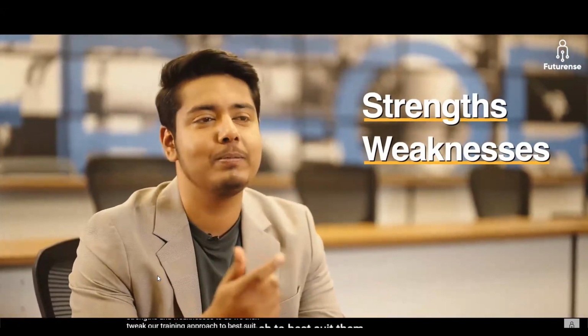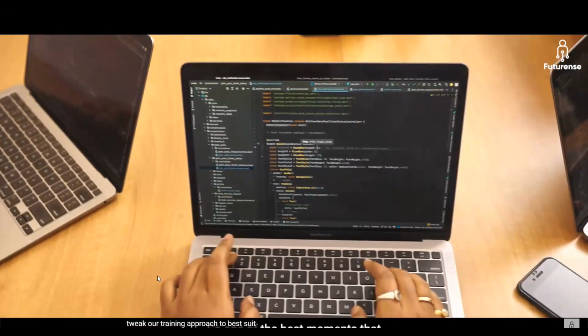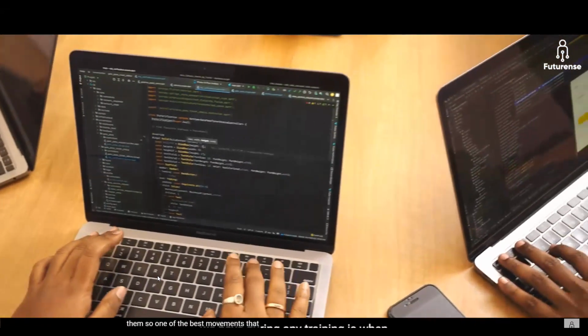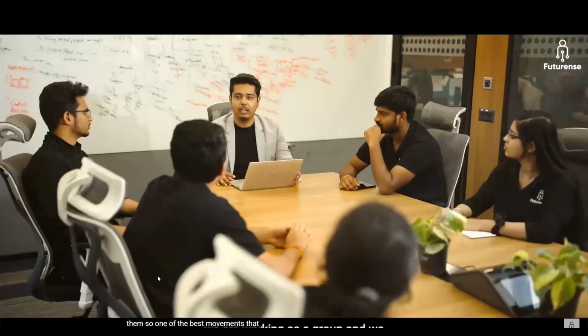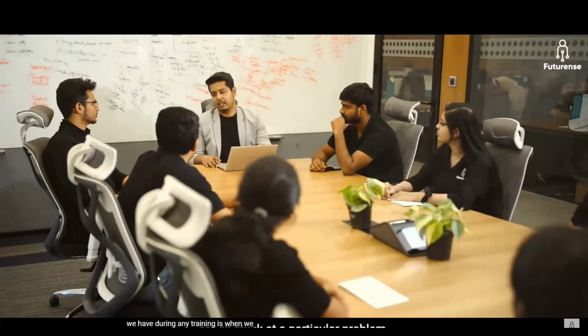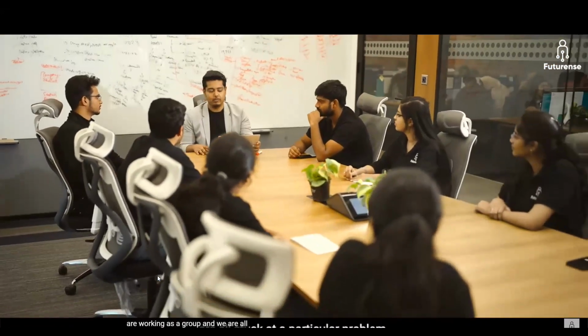So one of the best moments that we have during any training is when we are working as a group and we are all stuck at a particular problem. Nobody is able to solve that. But then one of the guys goes Eureka and is able to come up with the solution. Now the entire group feels elated at that moment. And this is one of the best experiences ever.